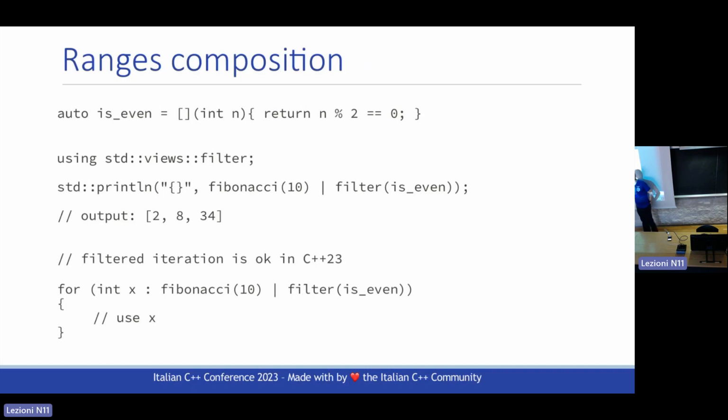You can't do this in C++20, unfortunately. There is a problem because this expression here creates temporaries, and temporaries are destroyed before entering the loop in C++20. So don't try this in C++20, it's undefined behavior, but it is okay in C++23, because the rule for destroying temporaries has been modified for the for-range loop especially. So this works in C++23.